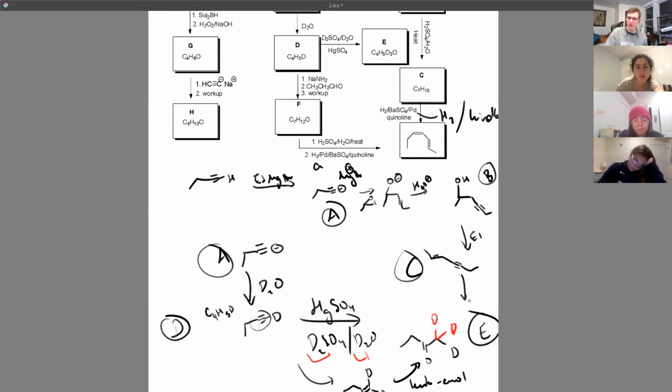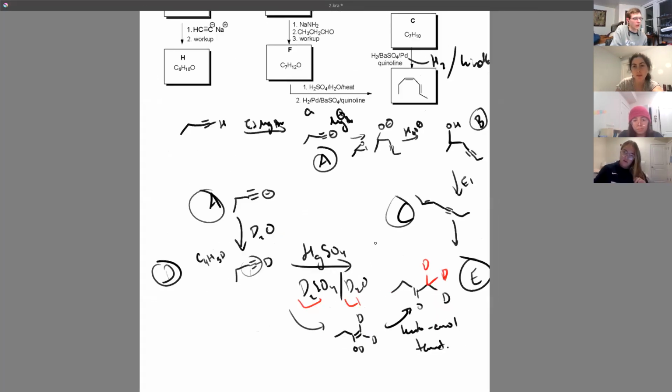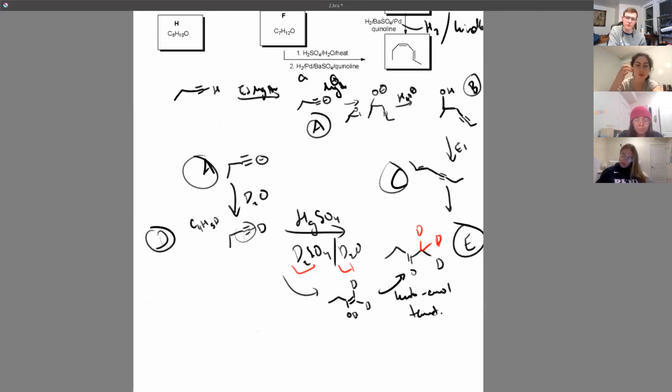So that was just the double bond, right? The tautomerization thing, the effect of it is really just moving the double bond up and getting rid of the deuterium. Yeah, you could think about it that way. Yeah, it's totally fine.